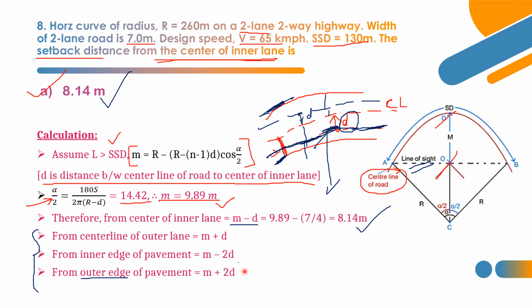So this is how we have to specify the answer based on the given criteria. Basically we are finding the value of setback distance from the center of highway. This is the center of highway or center of road. But in the question they have mentioned from center of inner lane, so that's why m minus d. Now let's move on to the ninth question.